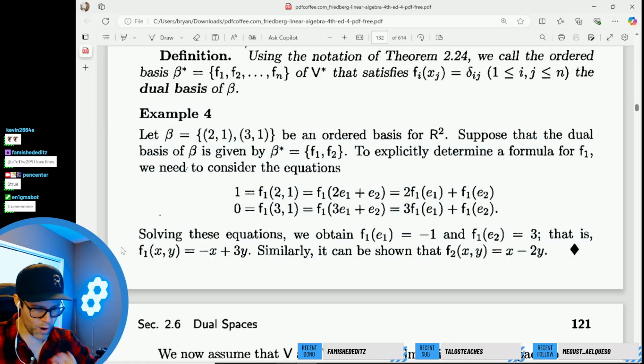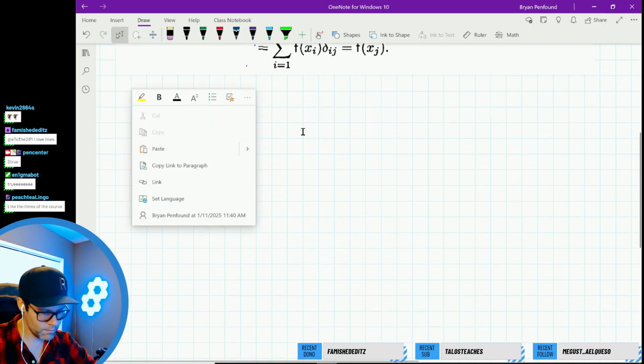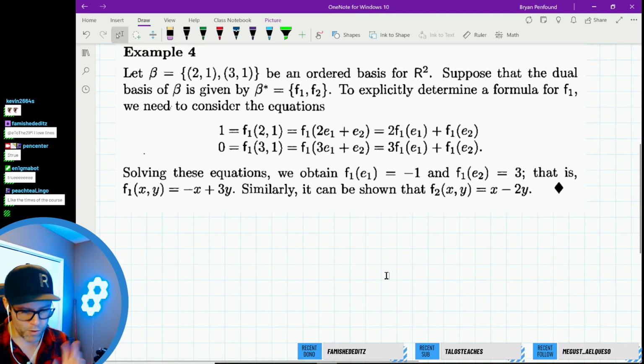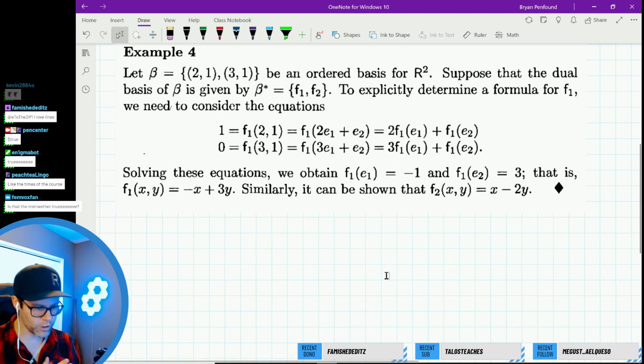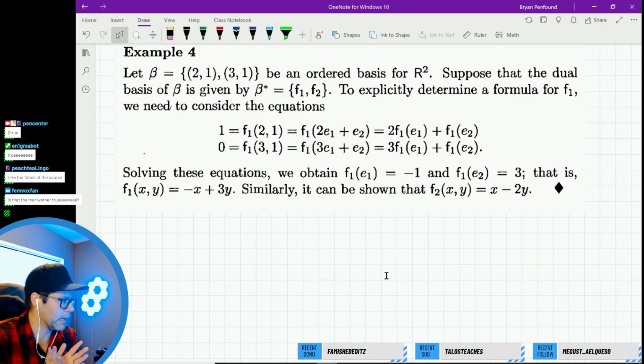Okay, I want to break apart this example 4 a little bit and kind of figure out what the heck they're doing, because this is where I was having my breakfast this morning and I'm going like, what in the world are they doing here, and how do they get to this conclusion that F1 and F2 are equal to this thing?